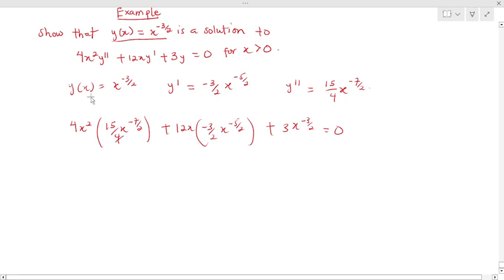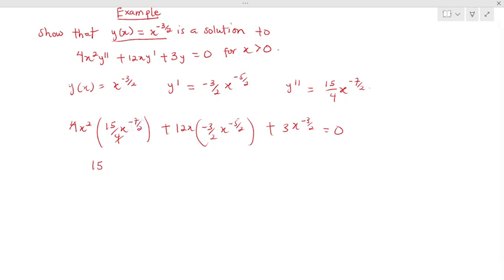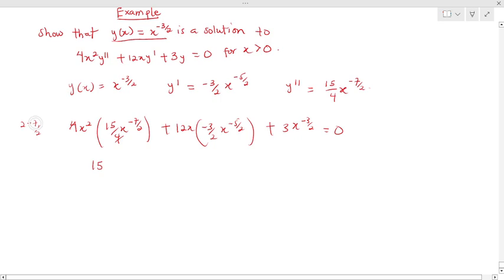So 4 cancels this 4 and I'll be left with 15, right? Now I have the power of x here to be 2, the power of x here to be negative 7 over 2. So I'm going to have 2 minus 7 over 2, and that is going to give us 4 minus 7, so negative 3 over 2, right? So we're going to have 15 multiplying x to the power negative 3 over 2.